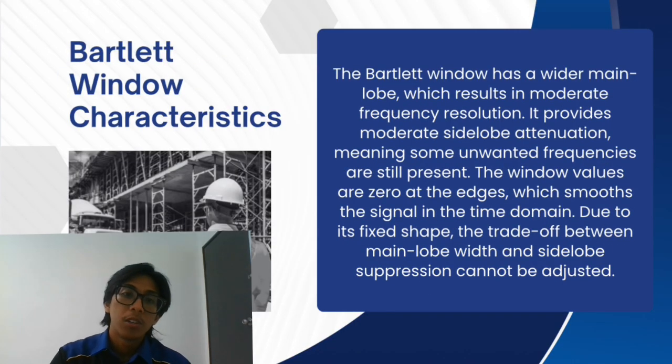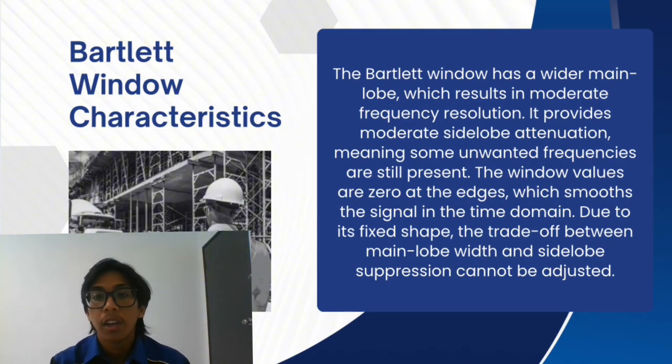Move on to the Bartlett window characteristics. The Bartlett window has a wider main lobe, which results in moderate frequency resolution. It provides moderate side lobe attenuation, which means that some unwanted frequencies can still be present, but the window values are 0 at the edge, which smooths the signal in the time domain. Due to its fixed shape, the trade-off between main lobe width and side lobe suppression cannot be adjusted.